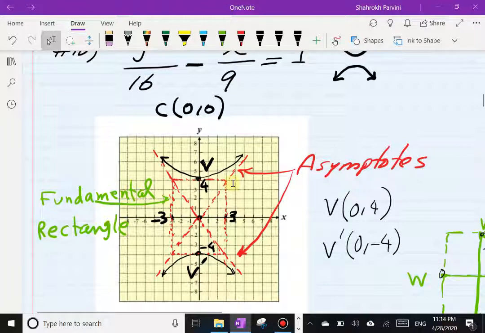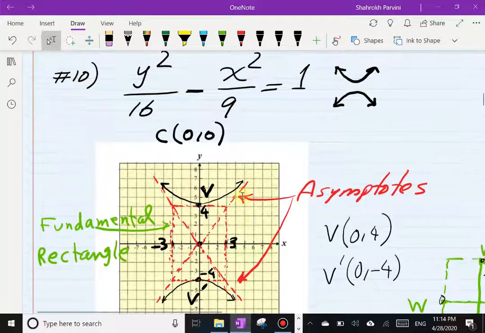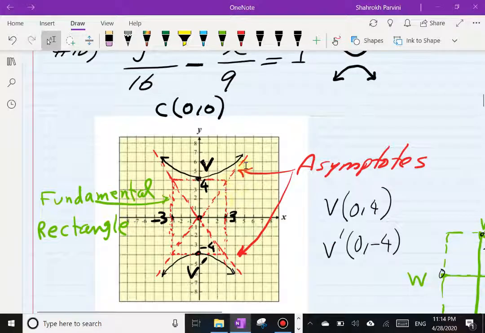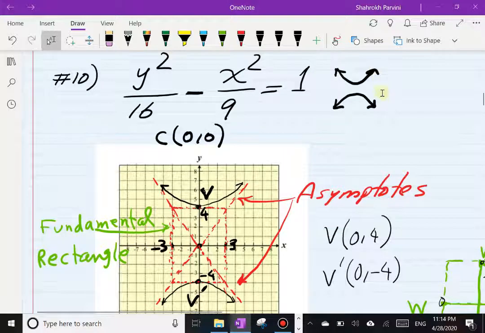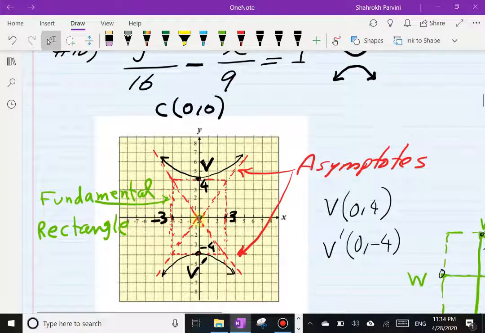They are not part of the graph, by the way. Everything that's in dotted format is not part of the graph. It's like scaffolding on a building. It's something we're going to build the branches upon. Okay. Now, once we have the fundamental rectangle and these asymptotes drawn out, because we know we're looking for a vertical hyperbola, at this point, from the center, I go out to the edge of the box. So you go up 4, out to the edge of the box, and the lower point, negative 4.